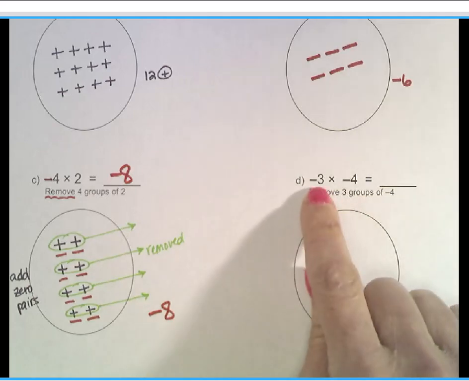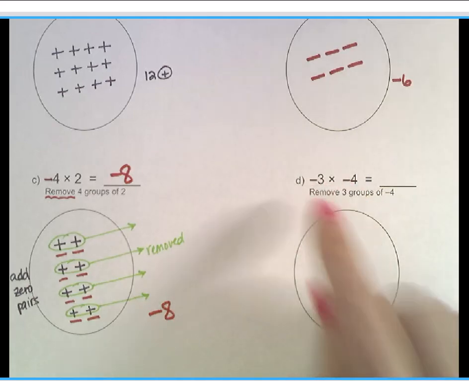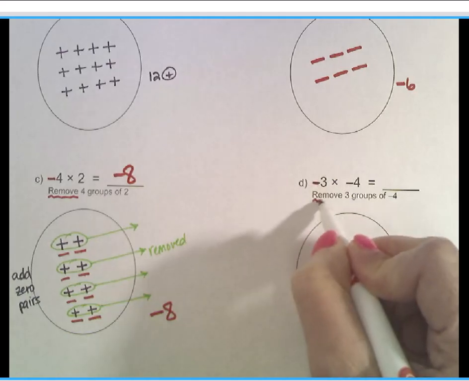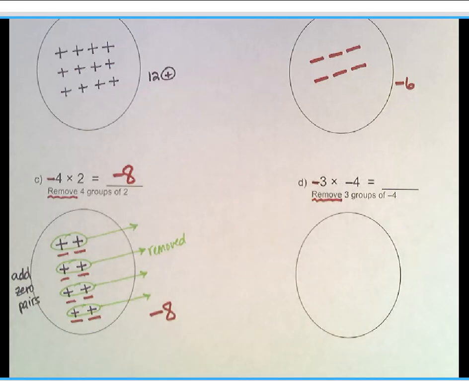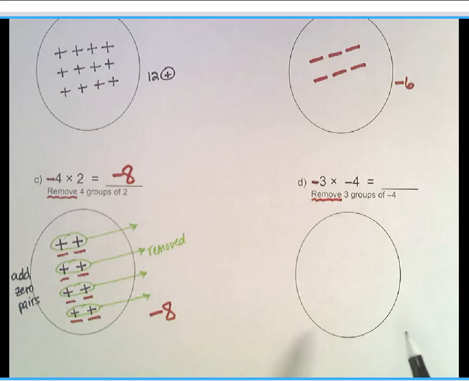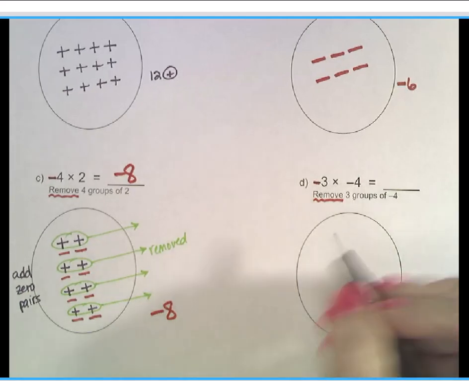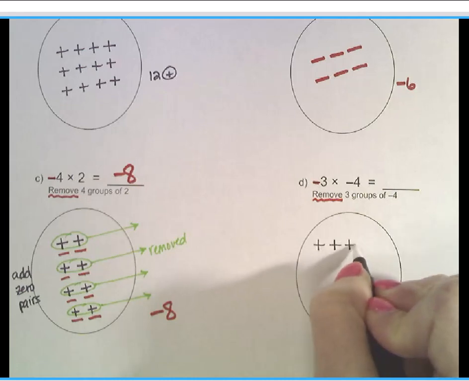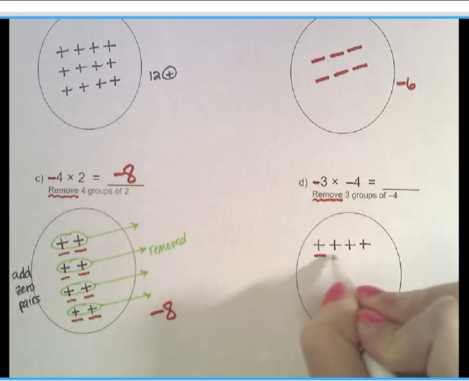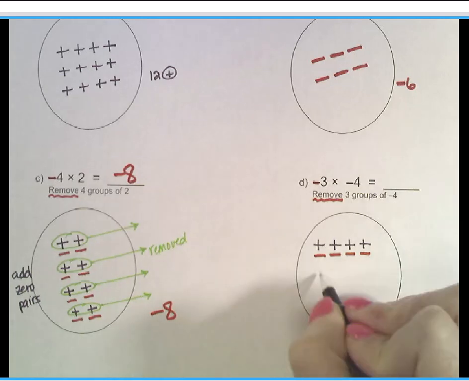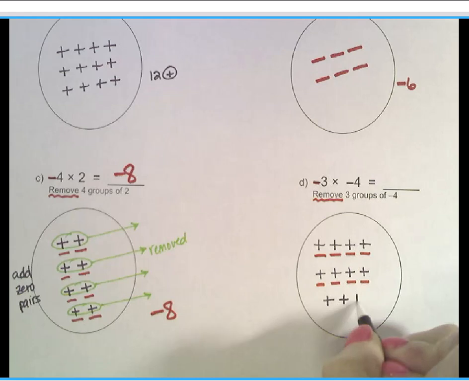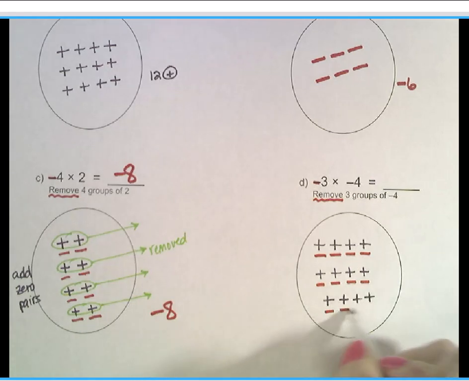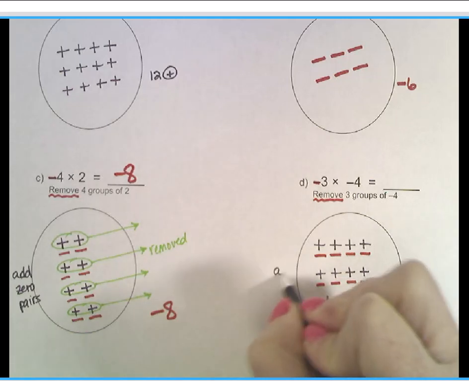That's the problem. So this is negative 3 times negative 4. So remove, that's what this first negative means, remove 3 groups of negative 4. And again, I don't have any 0 pairs, so I'm going to have to put in a bunch of 0 pairs. 12 of them. And we're talking groups of 4, so I'm going to add my 0 pairs in groups of 4. This is the most tedious part. Okay, so I added in a whole bunch of 0 pairs.